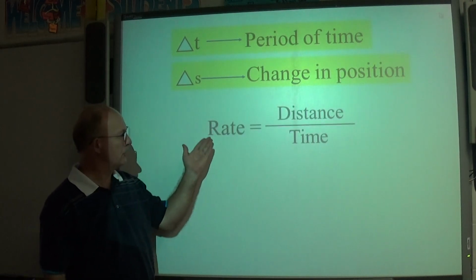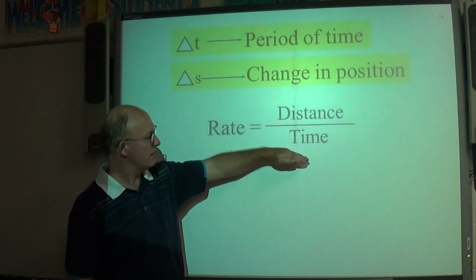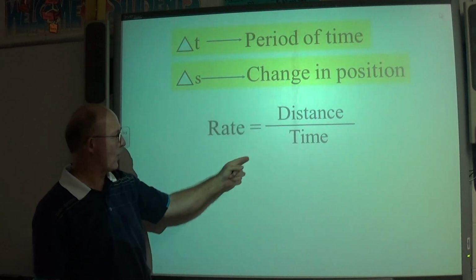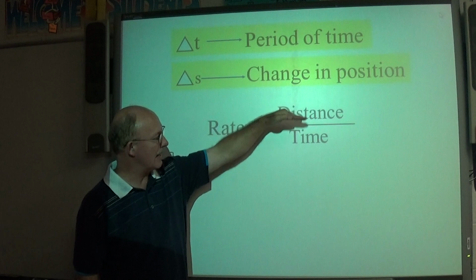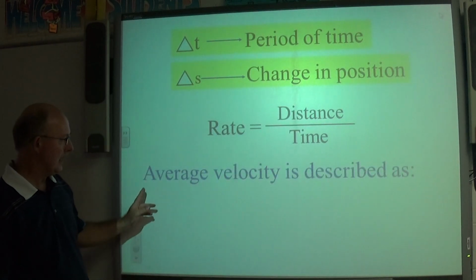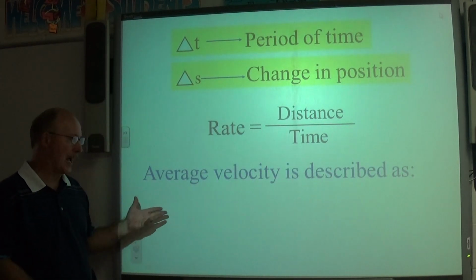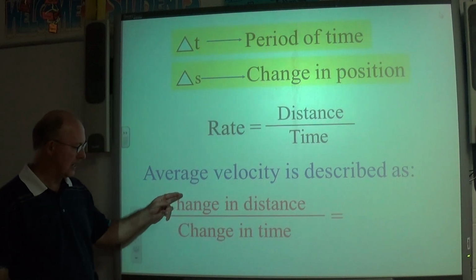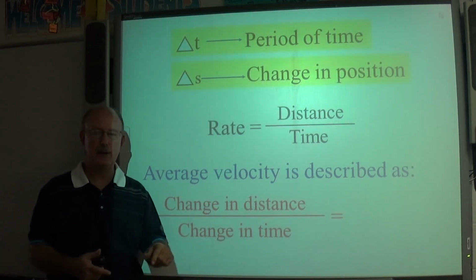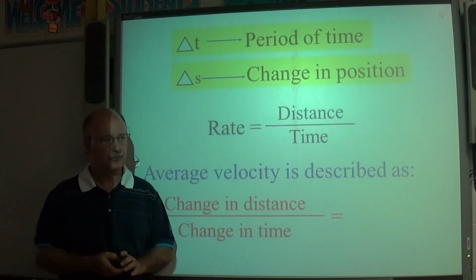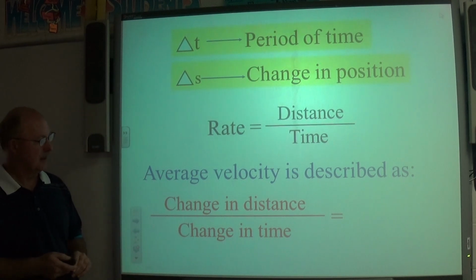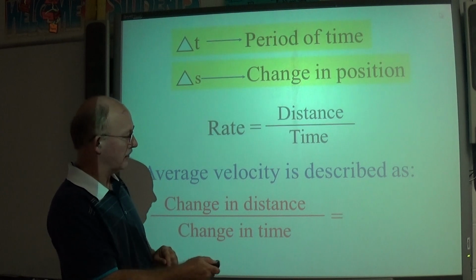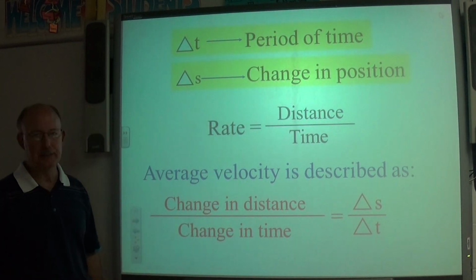Now you remember that your rate is equal to the distance divided by time. So rate is the velocity. Now we describe average velocity. Average velocity is the change in distance divided by the change in time, which is described as delta s over delta t.